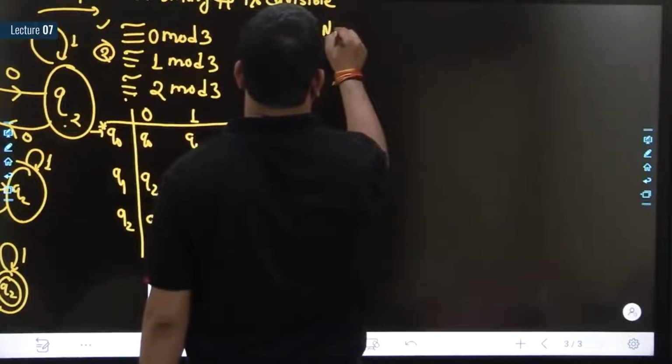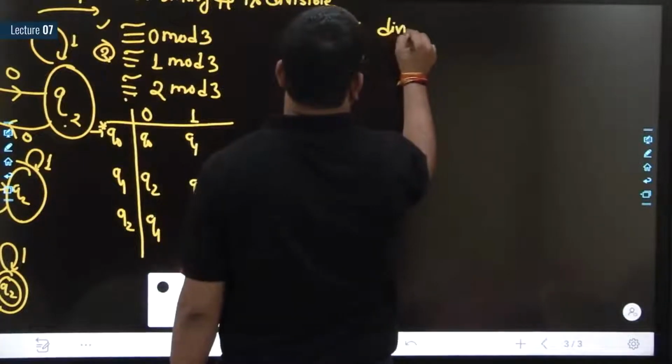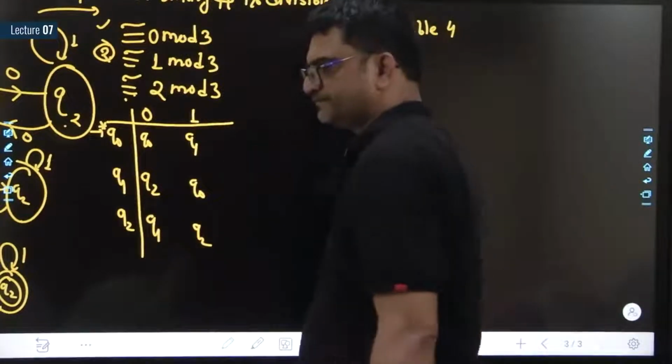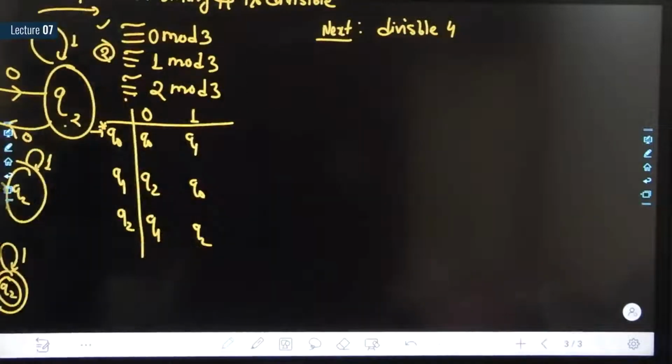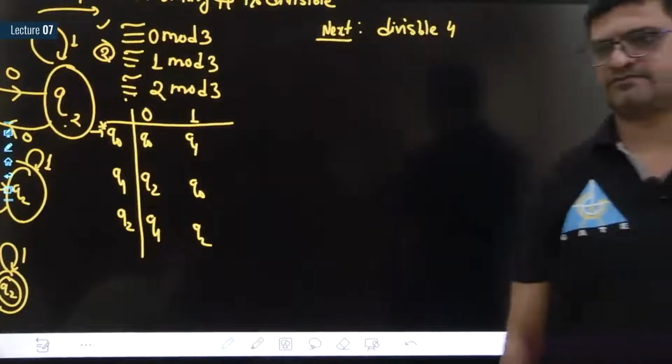Next. Divisible by 4. There are 4 possibilities: 0 mod 4, 1 mod 4, 2 mod 4, 3 mod 4. Okay.